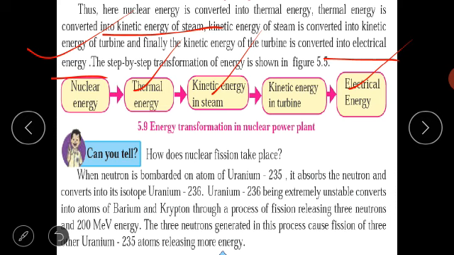So the transformation in this system occurs 3 times. One energy is converted into another, and that is converted again into another. So we have studied 3 transformations of energy in this nuclear power plant. Nuclear energy is converted into thermal energy, into kinetic energy, into electrical energy. These are the transformations that occur in the nuclear power plant. Now the question is, how does nuclear fission take place? Let us understand this: when we are using uranium as a radioactive substance, how is that responsible for the nuclear fission reaction, and how is the nuclear fission reaction responsible for generation of heat? We'll study now.